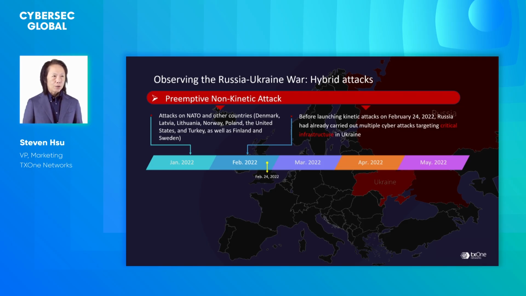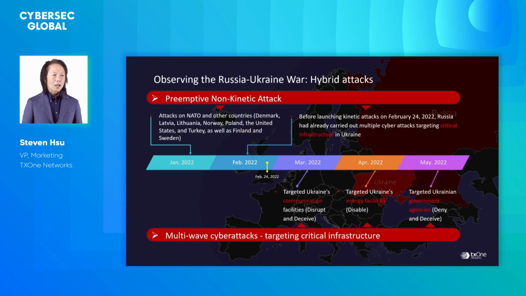They attacked NATO, and also other countries like Denmark, Norway, and the United States. They also managed to attack Ukraine's critical infra several times. Following February 24, Russia conducted multiple wave attacks, and they had different waves. The first wave happened in March. They targeted Ukraine's communication facilities, for example Ukrtelecom. Also, Starlink, provided by SpaceX, was attacked.